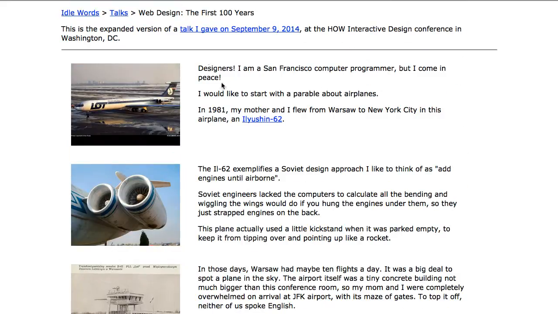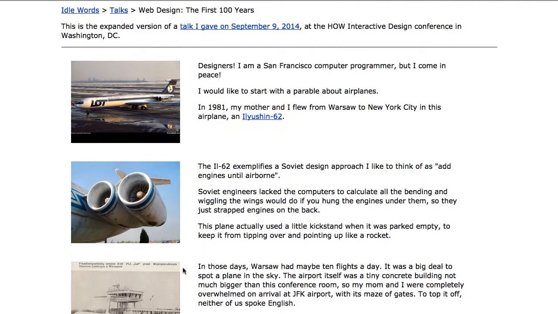So the first part of the talk involves, as I said, an analogy between aviation and in this case the web. Web design, talking about the first 100 years of web design. So what the author does is begins by describing the first 100 years of aviation, and he has a lot of illustrations here. I think he gave this talk, and these were the slides that he showed, and next to it is the text as he spoke it.